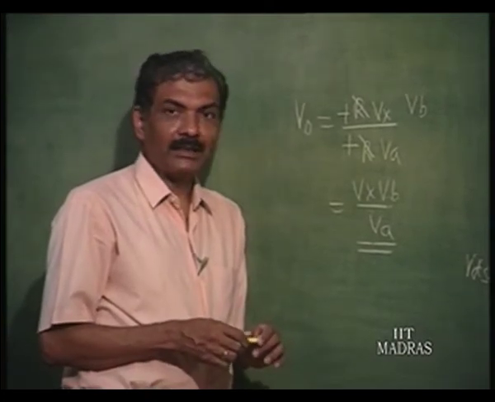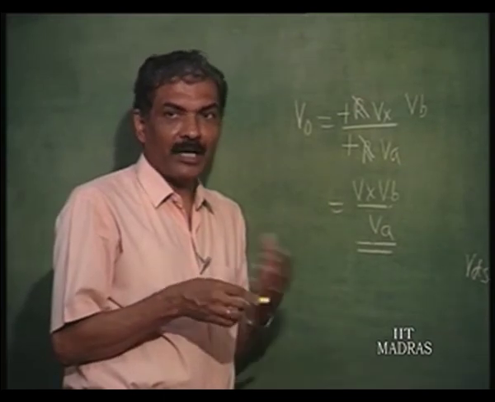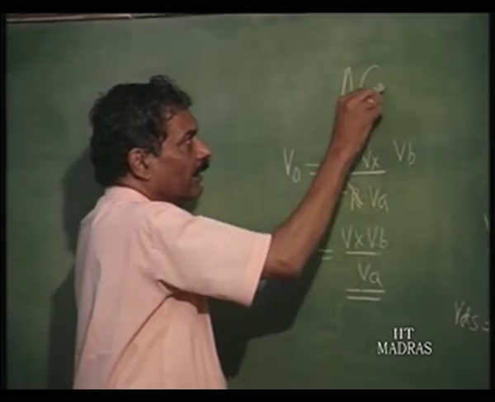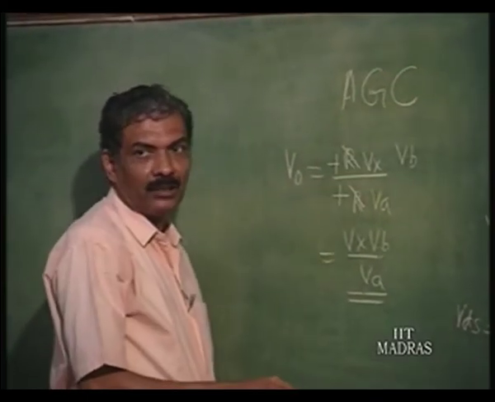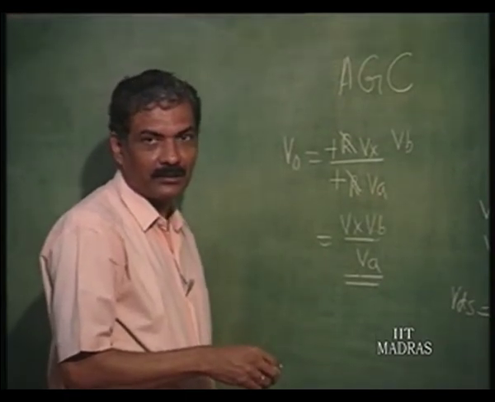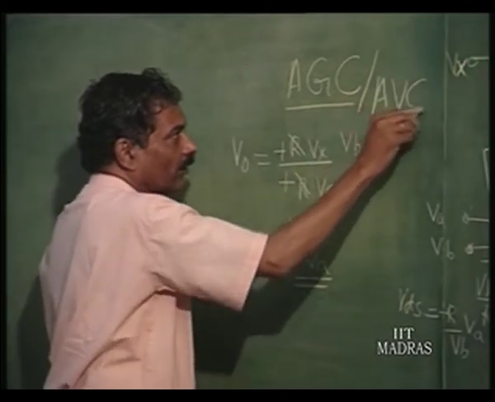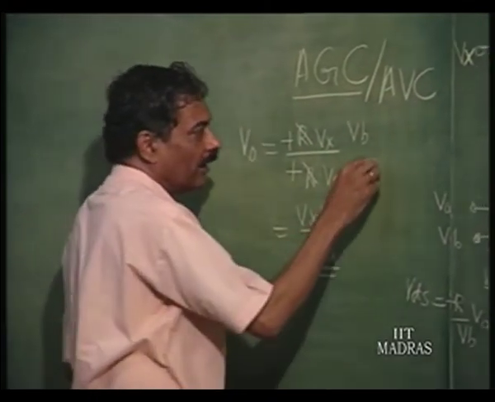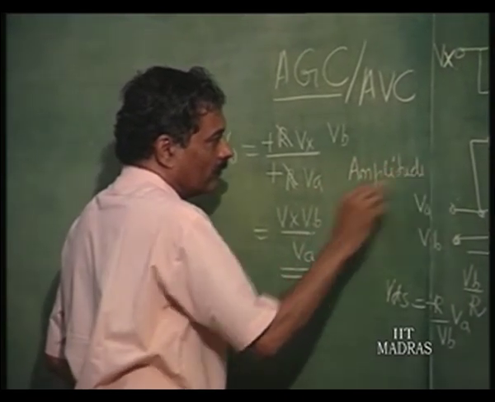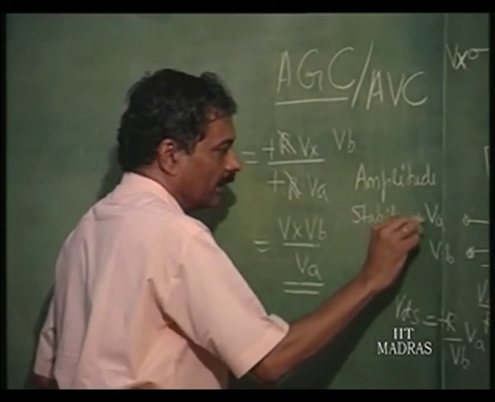In the next class, we will discuss how this multiplier, which is a voltage controlled amplifier, can be used in what is called an automatic gain control circuit and amplitude stabilization of oscillators. Automatic gain control or automatic volume control circuit and amplitude stabilization of oscillators.